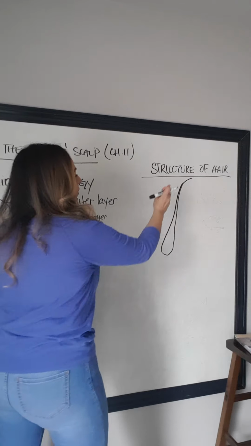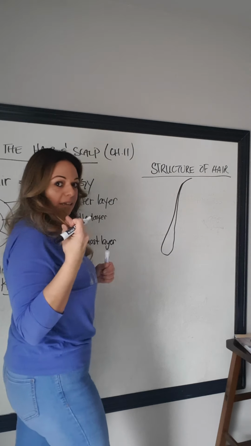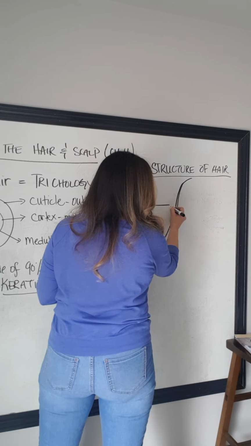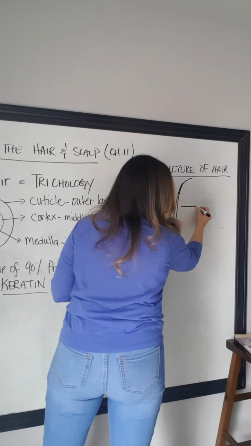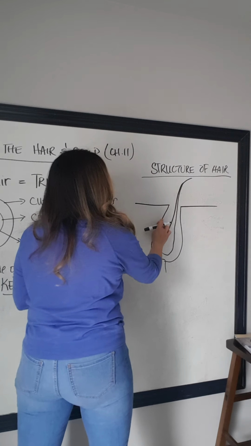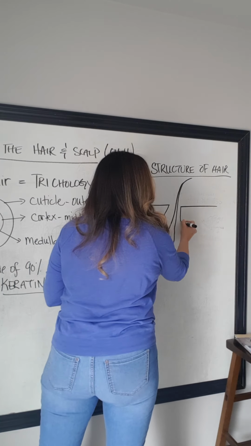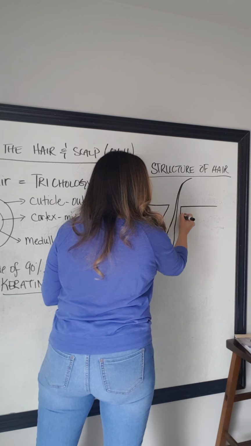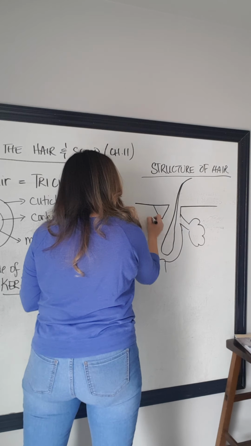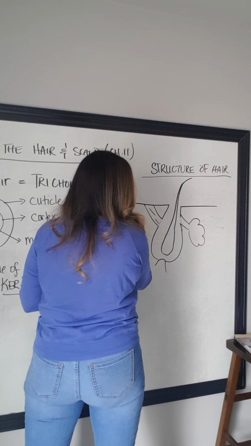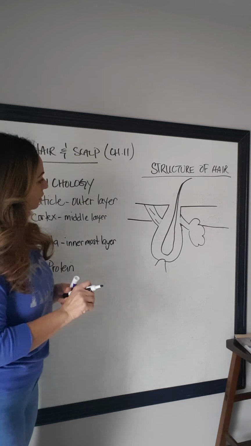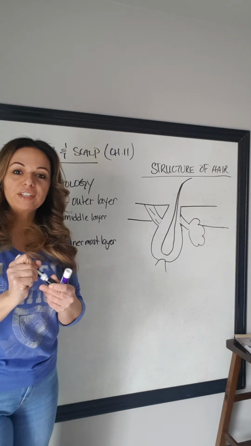So we've got the hair, so we've got the top part of the hair, which is the hair shaft, and then we're moving into the lower part. Okay, I'm gonna erase a little bit here and a little bit here. Okay, and so that's our little diagram of the hair, and we are going to label it.